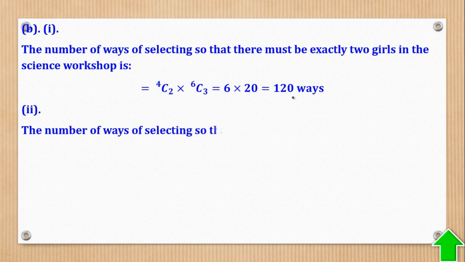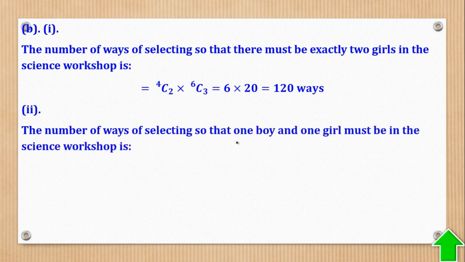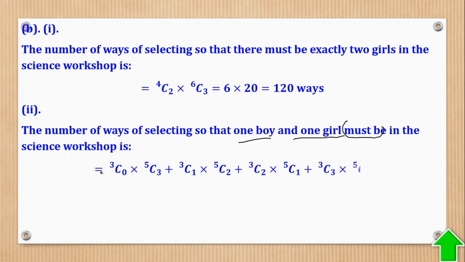Then Roman 2. The number of ways of selecting so that 1 boy and 1 girl must be in the science workshop. So here, what does that mean? It means that you already have 1 boy, so out of the 6 you already removed 1, you now have 5. Then here I already have 1 girl, so out of the 4 you now have 3 to select from. That is why you are seeing here 3 instead of 4 and 5 instead of 6.